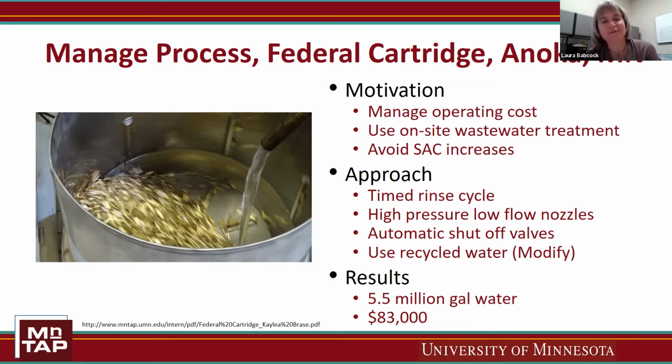They changed out that open hose for a high pressure, low flow hose nozzle, which was able to increase the cleaning efficiency and increase the throughput. So bonus, we got additional product through the line as well. They added some automatic shutoff valves and they started using some recycled water, which is a different type of process, but it was actually a really good boon for them. Again, they saved about 5.5 million gallons of water and $83,000 a year.